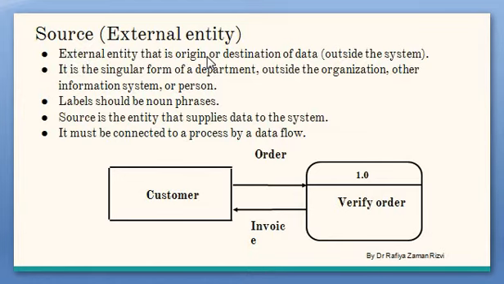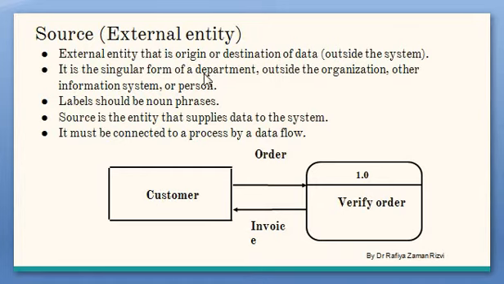External entity, that is origin or destination of data outside the system. So it can either be origin of data or it can also be a destination of data. Here the customer is firstly inquiring about the order or trying to place the order. Once the processing takes place, the final invoice is generated and sent back to the customer. So in this case, this external entity is both the origin of data and the destination of data.